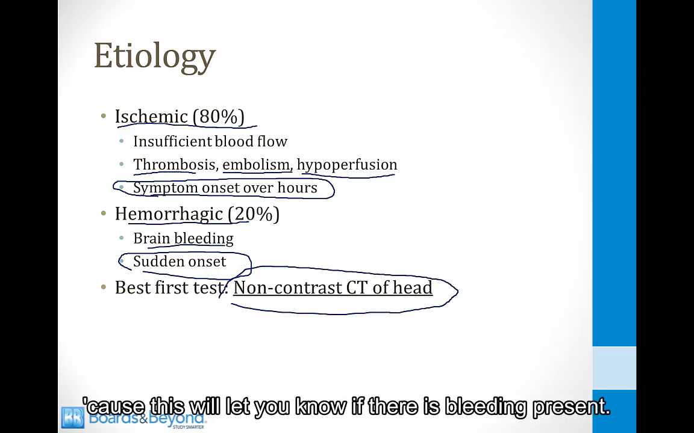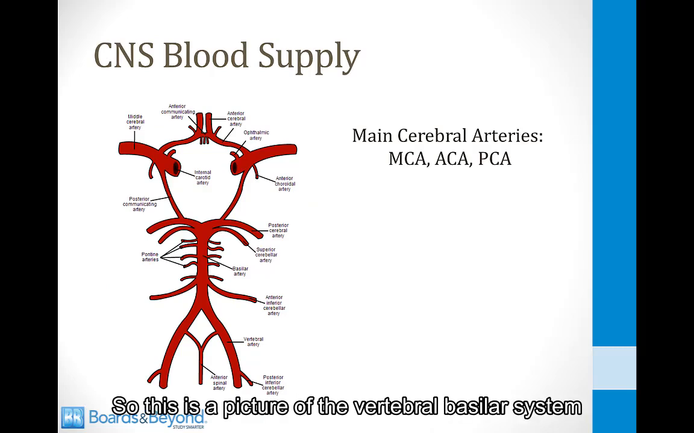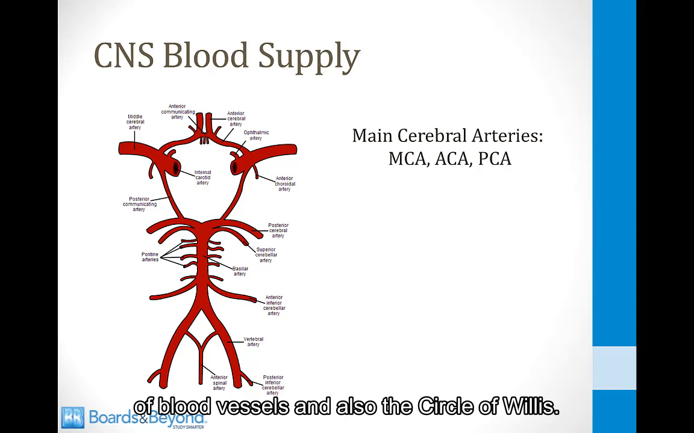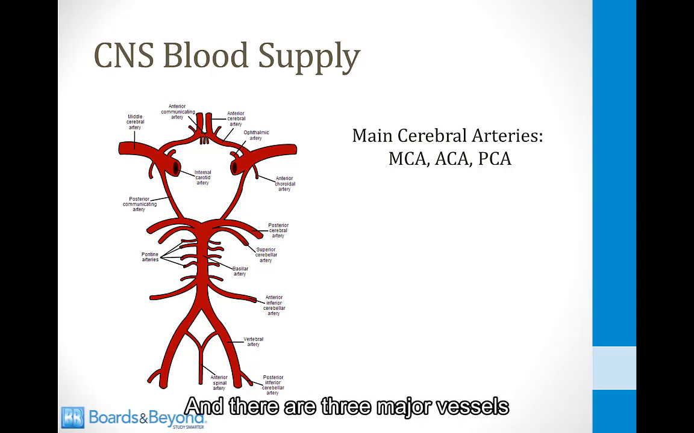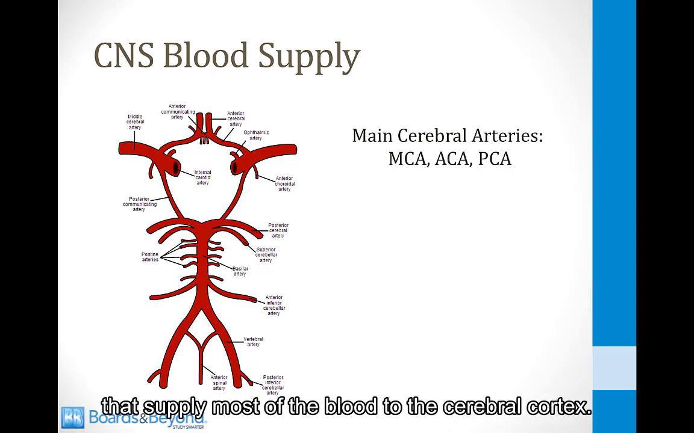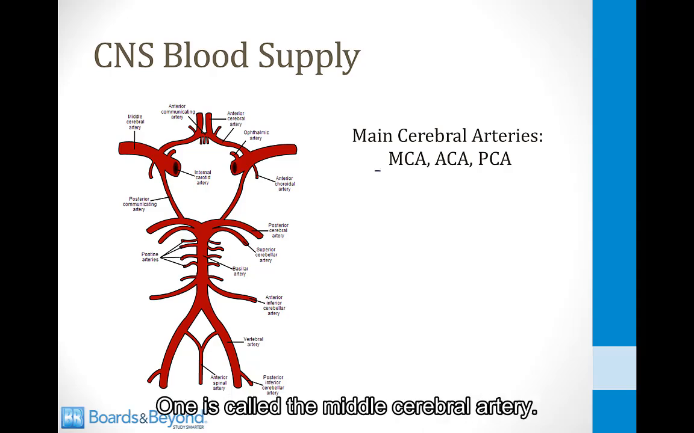So this is a picture of the vertebro-basilar system of blood vessels and also the circle of Willis. And there are three major vessels that supply most of the blood to the cerebral cortex. One is called the middle cerebral artery, the other is the anterior cerebral artery, and finally the posterior cerebral artery.